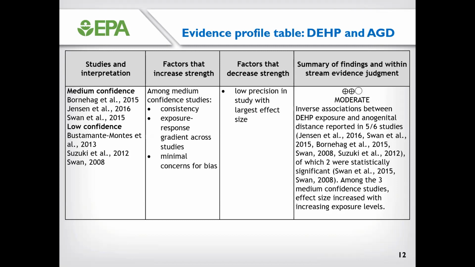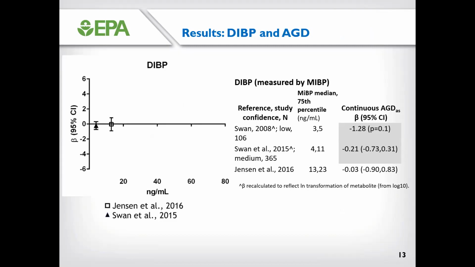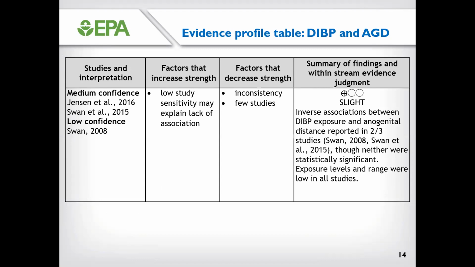Okay, and then on the next slide, just looking at DIBP very quickly, this gives a different picture because we have only 3 studies. 2 of them are medium confidence. 1 of them was essentially null, and 1 showed a non-statistically significant inverse association, and so did the low confidence study.